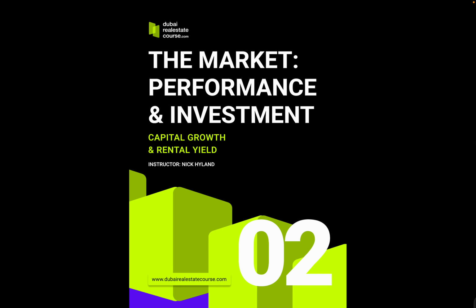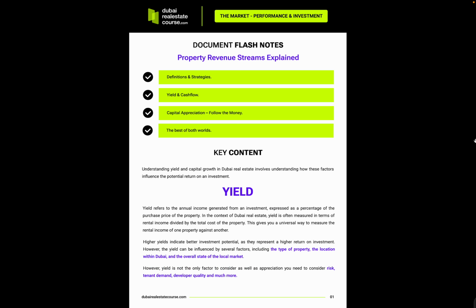In this lesson, we're going to have a look at capital growth and rental yields. So in other words, how do you make money from property? And we're going to define each of those aspects and go into a little bit more detail. So we're going to look at definitions and strategies themselves. We'll look at yield and cash flow. We'll go into a bit more information specifically on appreciation, in terms of how properties do appreciate, the influencing factors, and how you can potentially combine the best of both worlds.